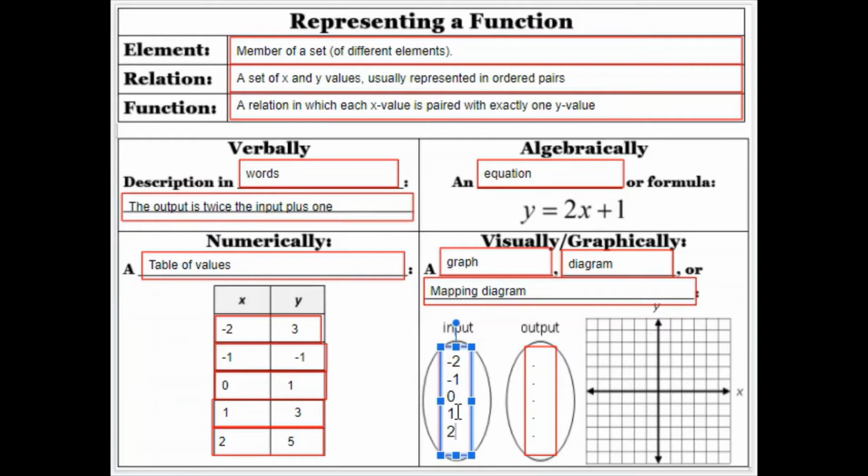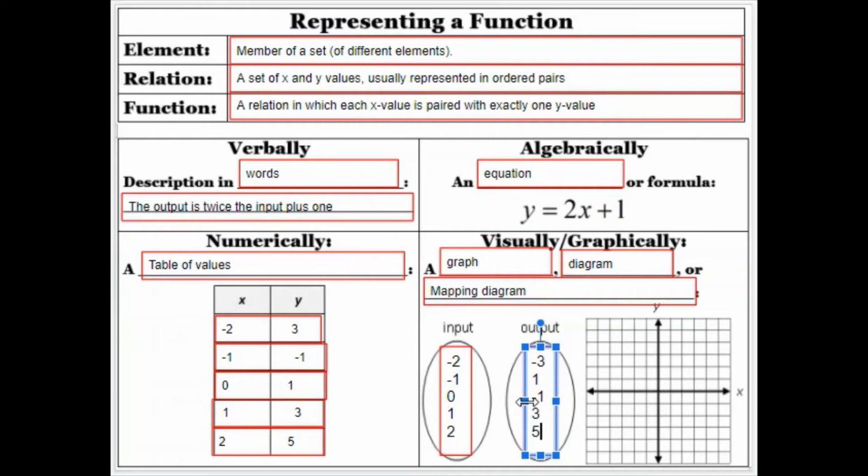If this was a -1 again, I wouldn't type it twice, just once. And then my outputs. So I'm going to type in my output values. Just to show you, I'm going to actually mix up the order a little bit. So I'm going to put a -3 here, and then a 1, and a -1, and a 3, and a 5. So they're not necessarily in order. So I have my x's and I have my y's.